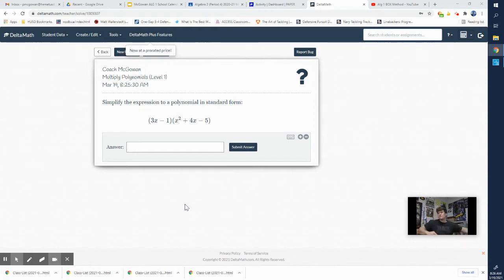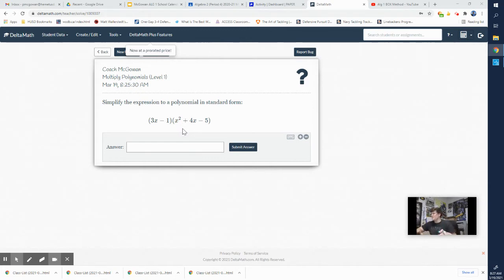So take a look at this problem here. We've got 3x minus 1 times x squared plus 4x minus 5. This is a binomial times a trinomial. 2 terms times 3 terms. And if we want to get a little more specific, this is a linear binomial because its biggest exponent, its degree, is 1. This is a quadratic trinomial because its biggest degree is 2. Now, let's get into this thing.